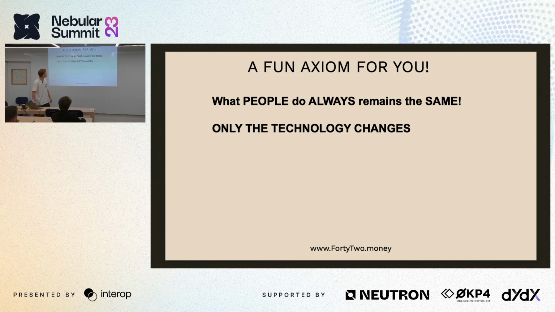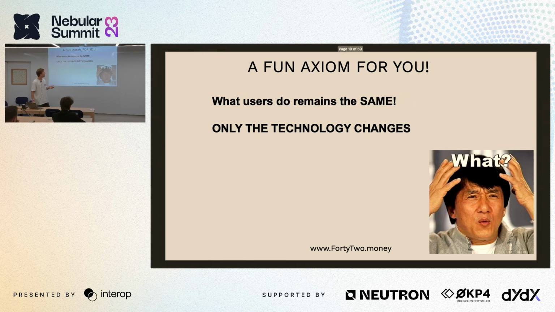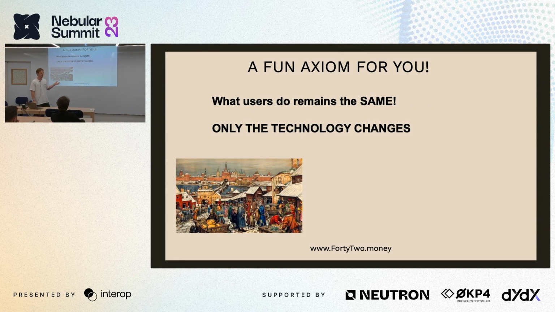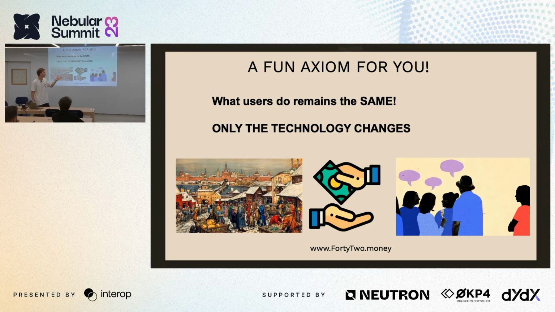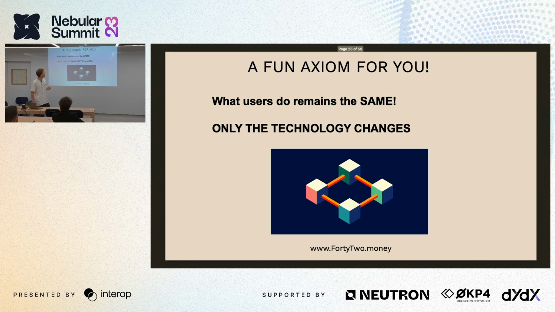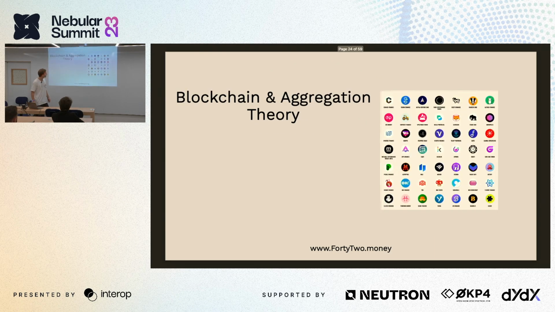So this is an axiom that I like to live my life by and think about a lot: what people do always remains the same, for thousands of years. Only the underlying technology changes. For example, marketplaces have always existed, but with the internet came new means of these marketplaces. Same with payments. People have always bartered or paid each other, but the technology underlying it changes. And same with socializing or interactions. People have always socialized, but the technology has changed to enable it. And obviously, the big change that's happening now is blockchain. So how do we look at what people have always done and then put that onto a blockchain?